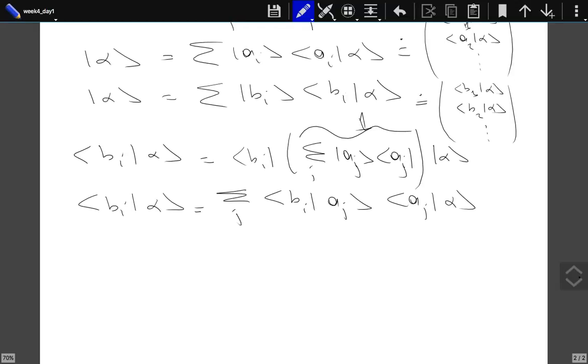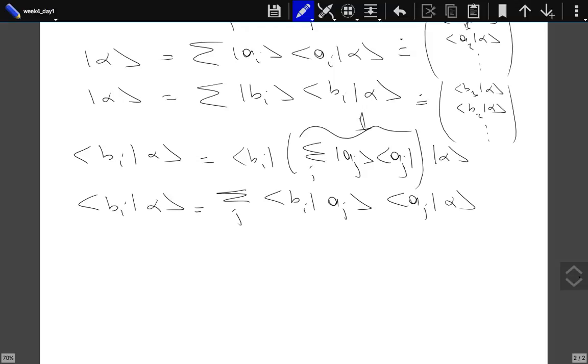Now what we have here is the column matrix representing the ket alpha in the BI basis, whereas this is the column matrix representing the same ket in the AI basis. And they are related by this. This just looks like a matrix element. So if you identify this as the ij element of some matrix, this is the j element, this is just matrix multiplication.